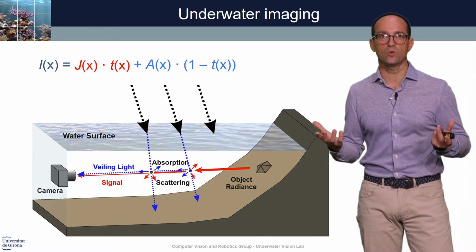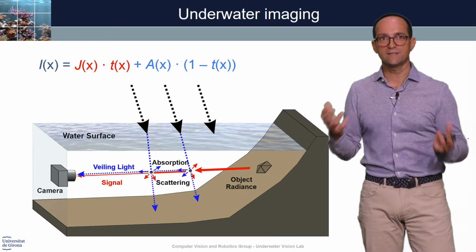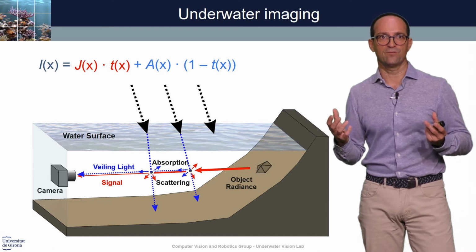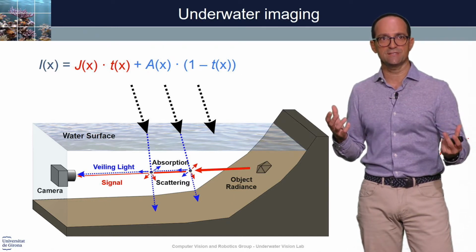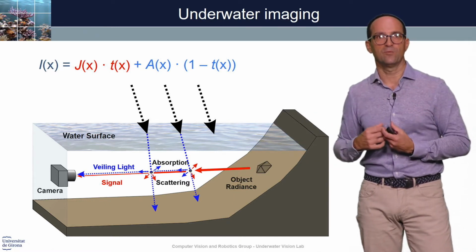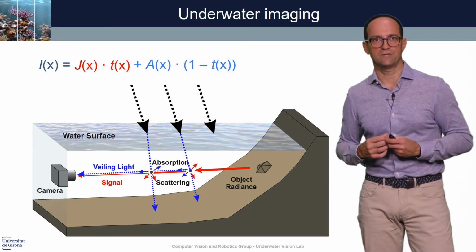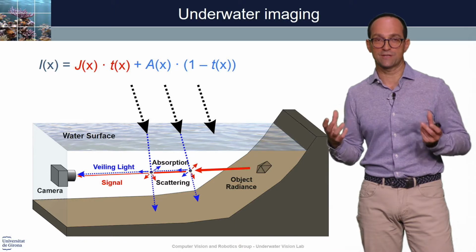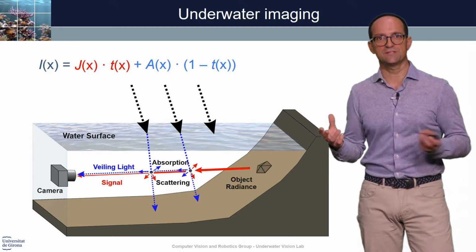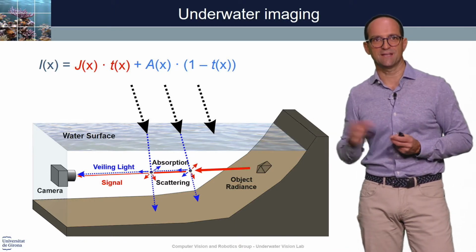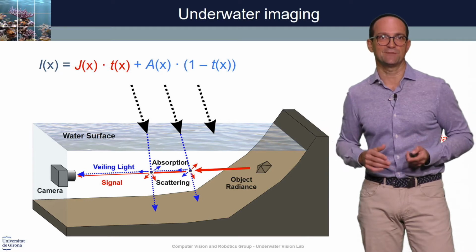Depending on the water body, these two weights are going to give more weight to J, to the radiance, or they're going to give more weight to A, which is the airlight, this veiling light that you see here. So our task in underwater imaging is trying to recover the red signal and get rid of this blue signal.